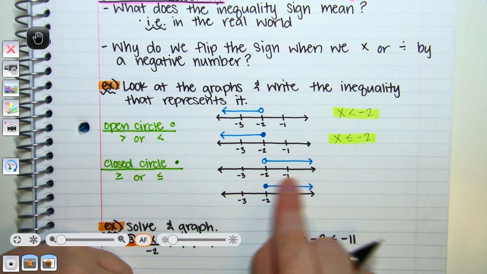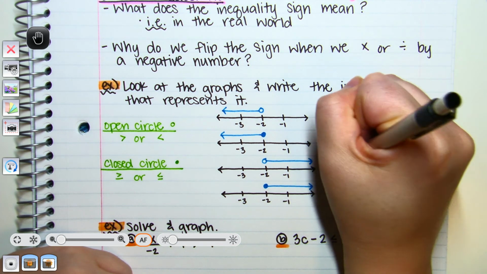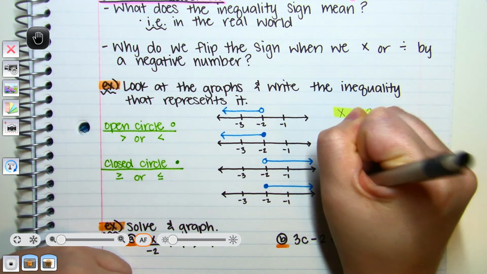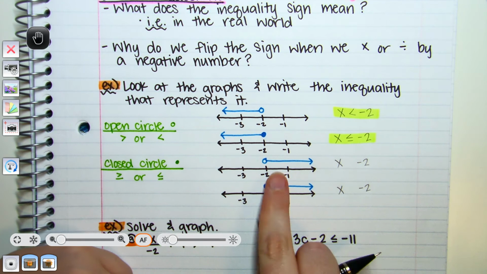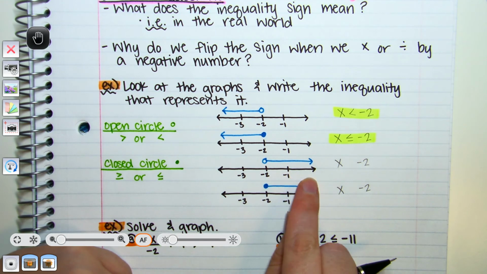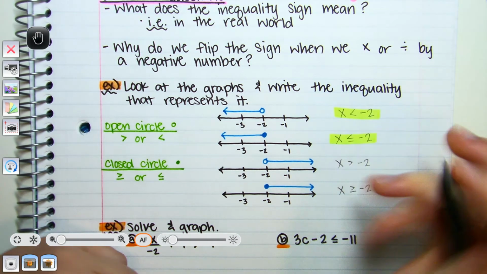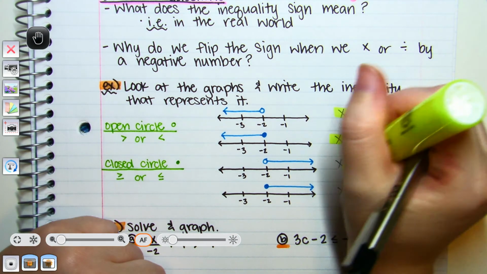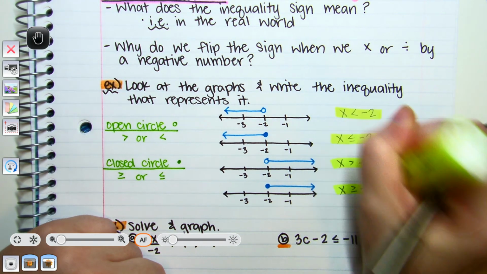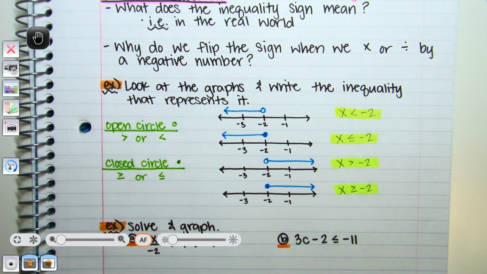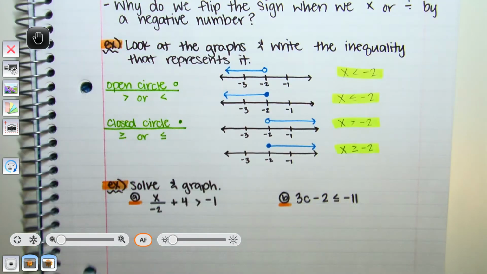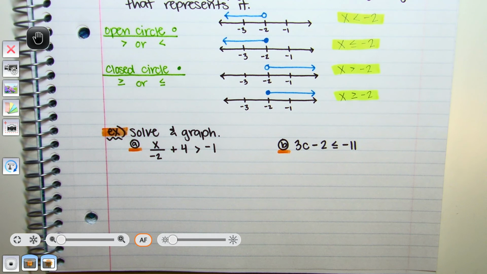And then now we're going to the right. So we're still at -2 for both of these, but now it's all the values that are bigger. So we're going to have greater than and then greater than or equal to for the open circle and closed circle. All right, next up, go ahead and pause this video real quick to write down these examples.